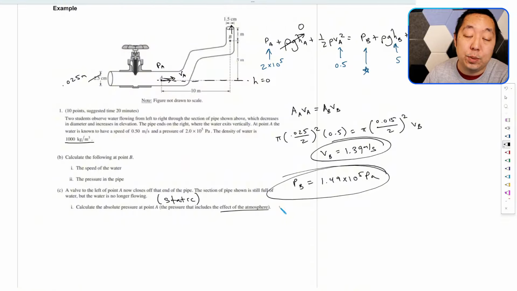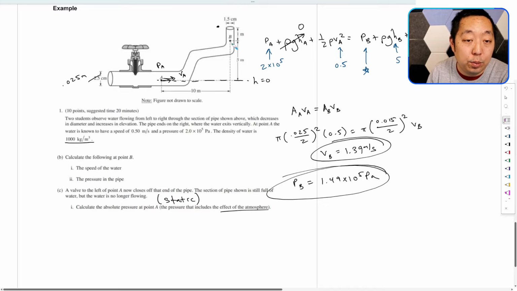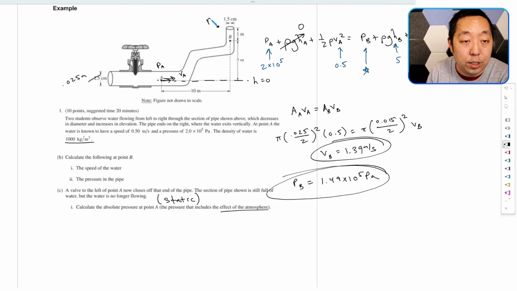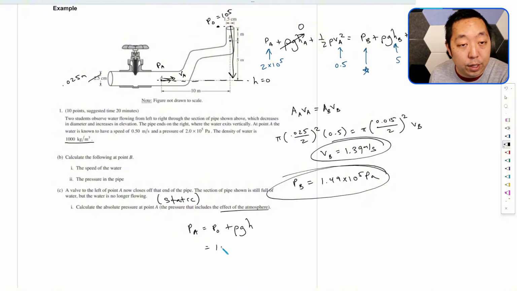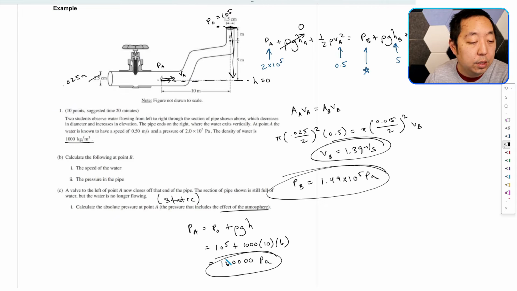So you can still use Bernoulli's, but now all the velocities are 0 here. So you can say, all right, well, we know here is atmospheric pressure, which is 10 to the 5th. And then we just want to know the pressure at A, which is just going to be that vertical distance: P0 plus rho g h. Now, be very careful here. We want the distance from the opening here, which is 6 meters. So this is 100,000 plus 60,000, so it's going to be 160,000 pascals.